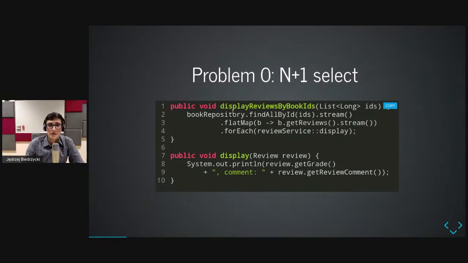In the first method, we are fetching all the books by their IDs from the book repository. Then for every book, we are getting the reviews, we are flattening the structure, and then all those reviews we are passing to the display method. How the display method is implemented is not important. What matters is that the method consumes an object of the type Review, to be precise.